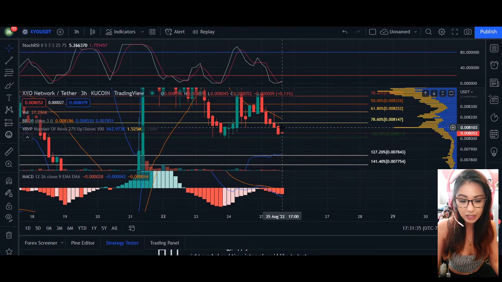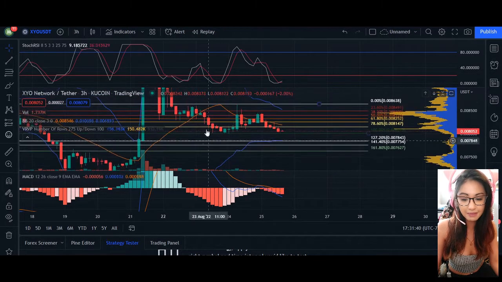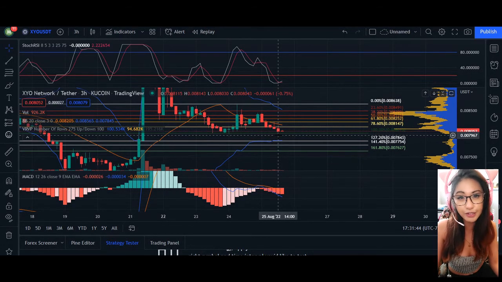If we get rejected right off the bat at this area, price is going to come down, and we may not actually be in the accumulation phase ready for that breakout to occur. So that is my video update for XYO.